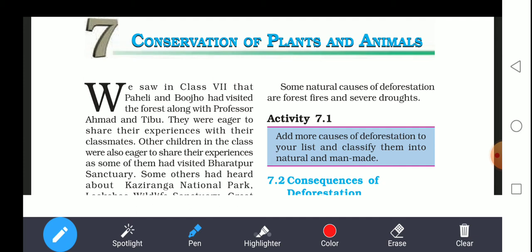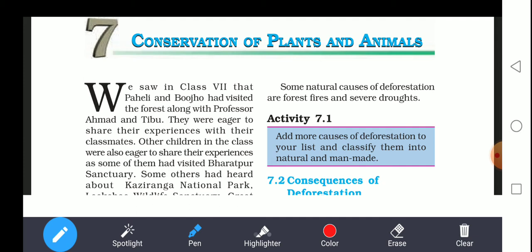If you see across India, in every state you'll find there are many parks present where wild animals and plants are conserved. If you visit many national parks, you will find various types of plants and animals kept inside that park.